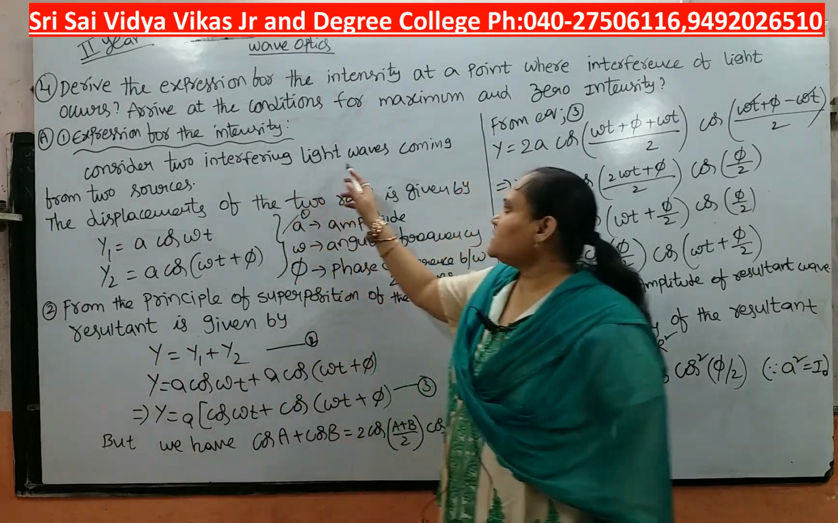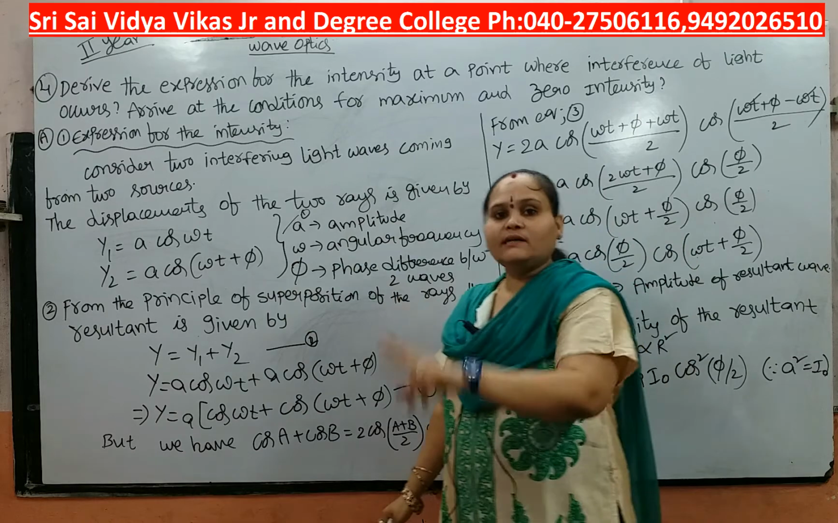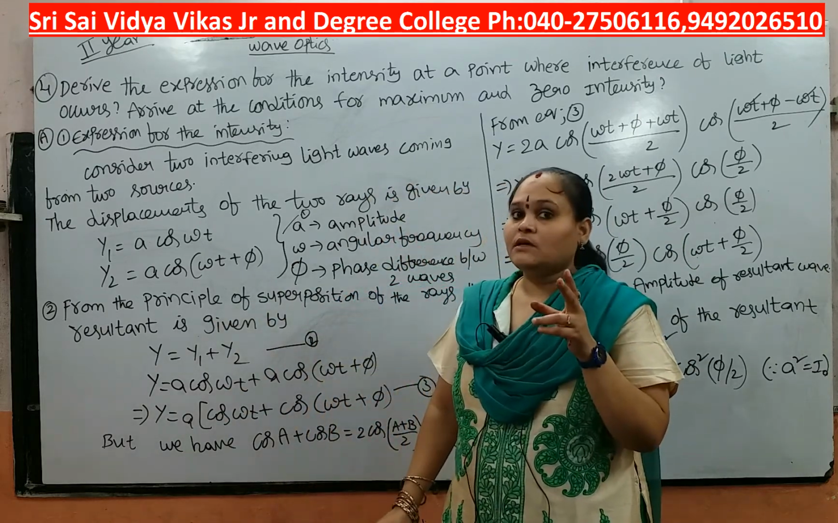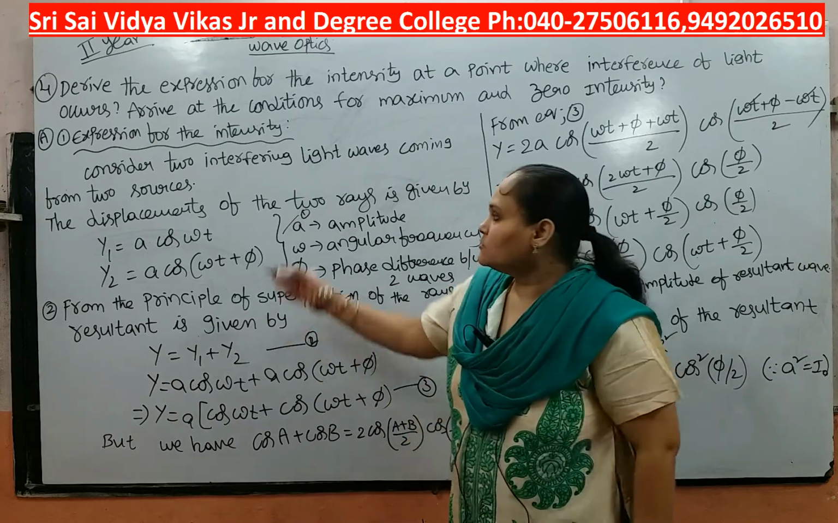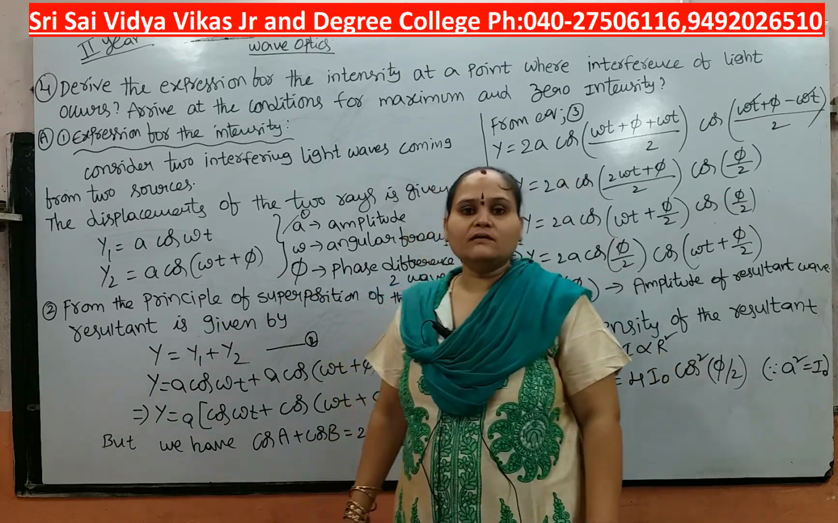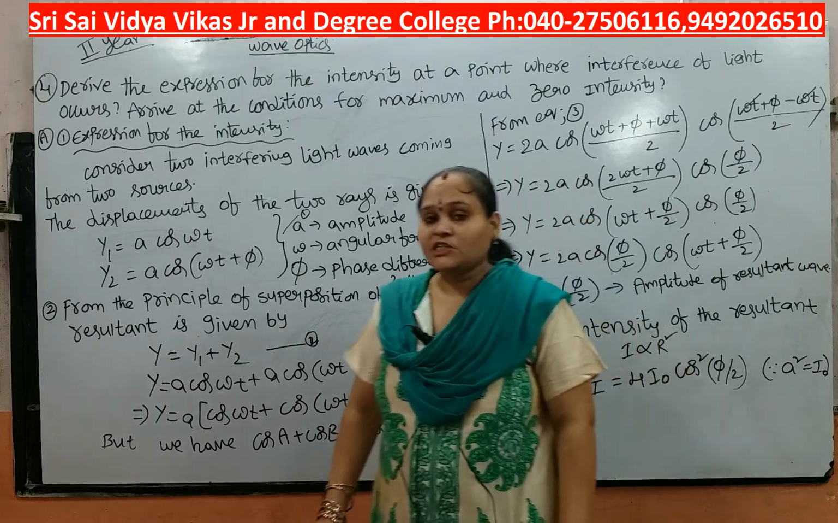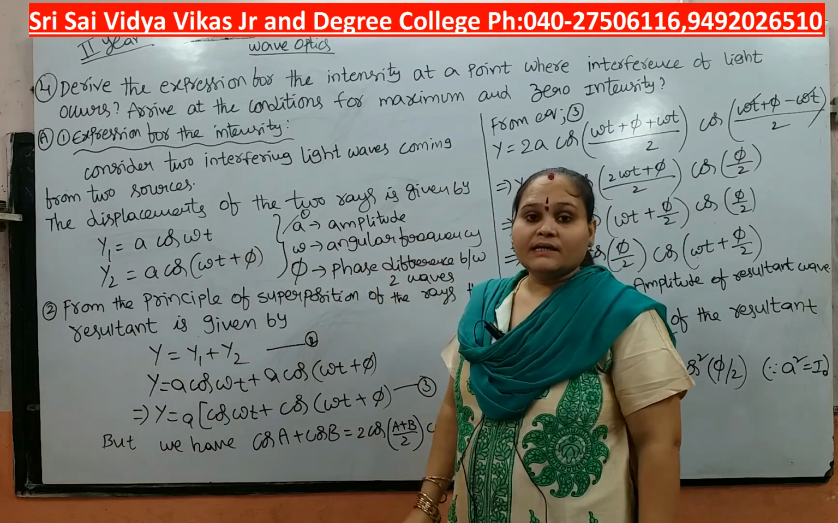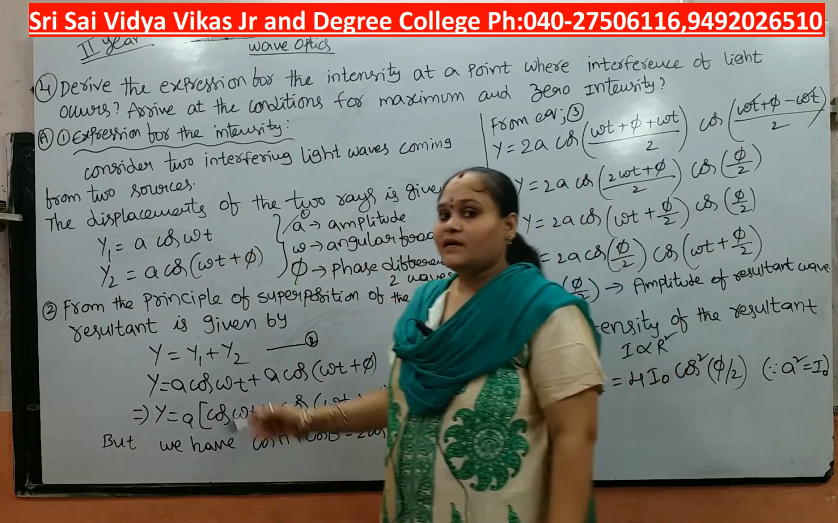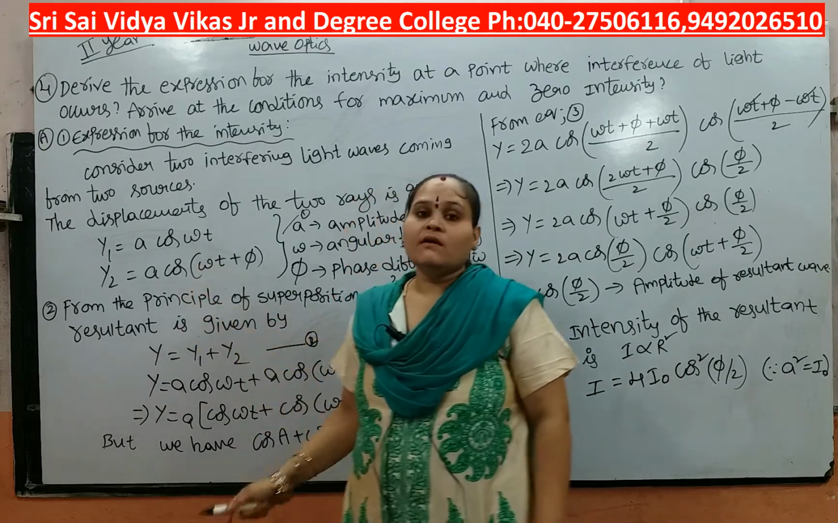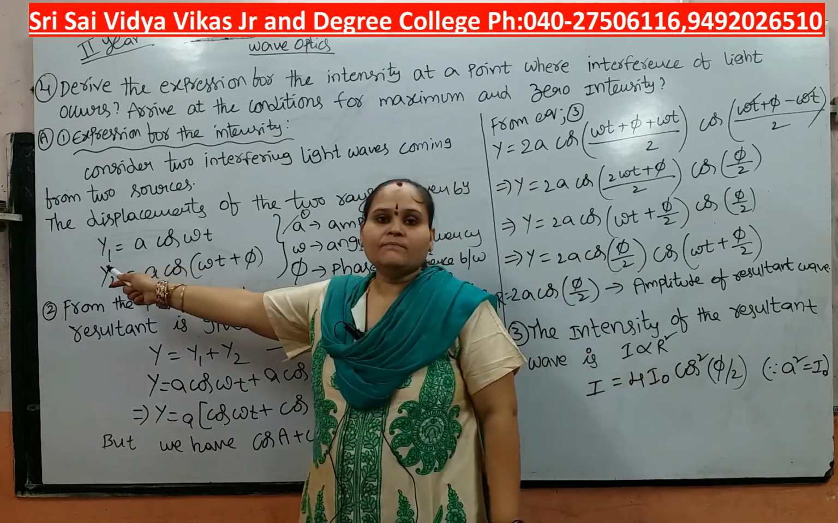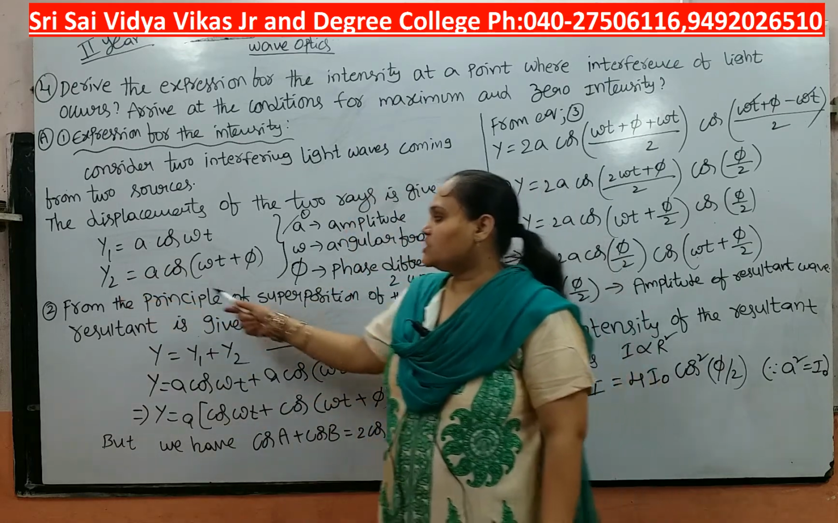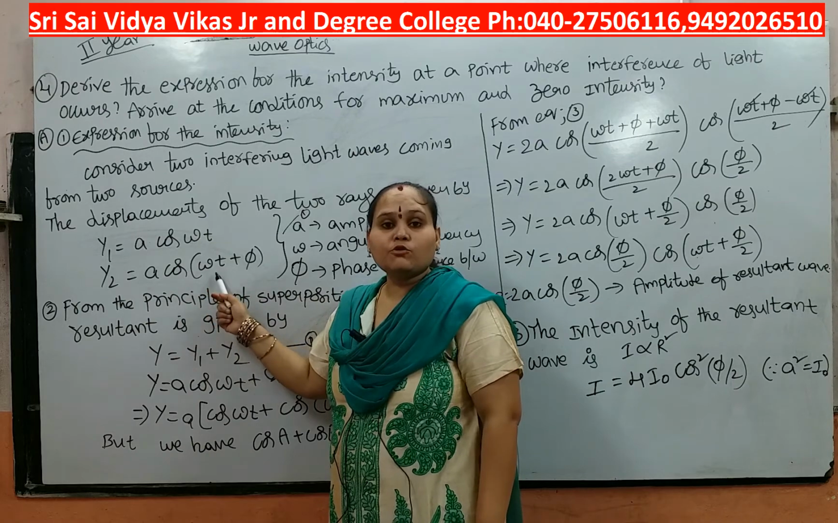Consider two interfering light waves coming from two different sources. That means here we are considering the interference of two waves coming from two different sources. So for this we have the expressions for the displacements. The displacements of the two rays can be expressed in the form of displacement equations. Here the first source has the equation y1 equal to a cos omega t, and the second source has the expression y2 equal to a cos (omega t plus phi).